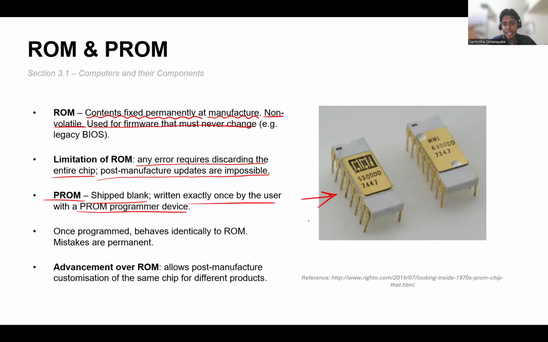And this is an example of one of the very first PROM chips, right, during the 1970s. Once programmed, it behaves just like the old one, where once you program it once, you can never change it, which means mistakes are permanent. However, why PROM was better than ROM, of course, is that it was programmable at least once, which means that the user could program it however he likes. So it allows post-manufacture customization of the same chip for different products.